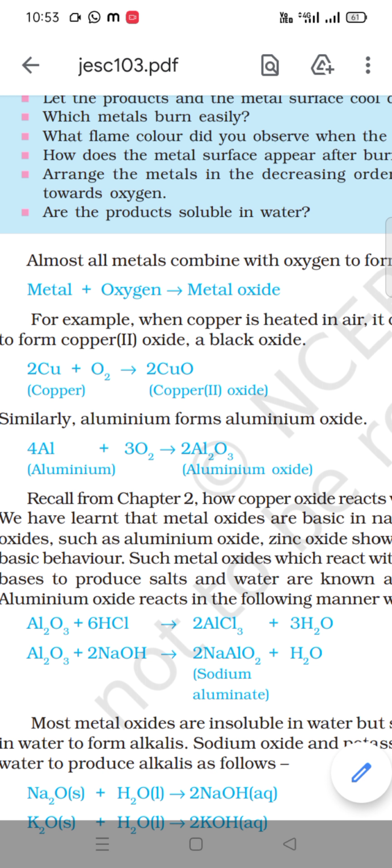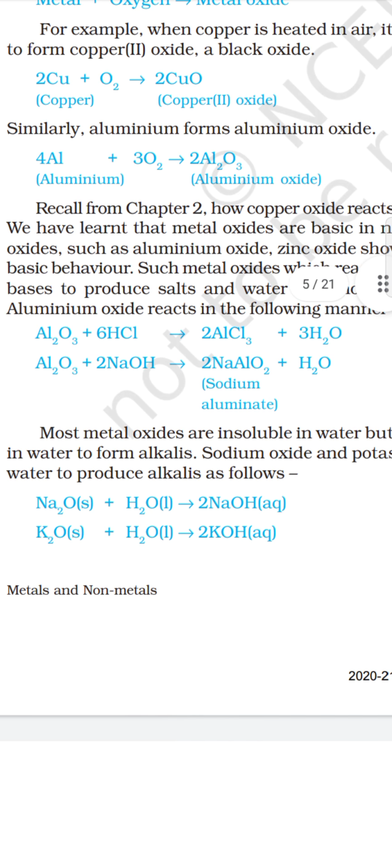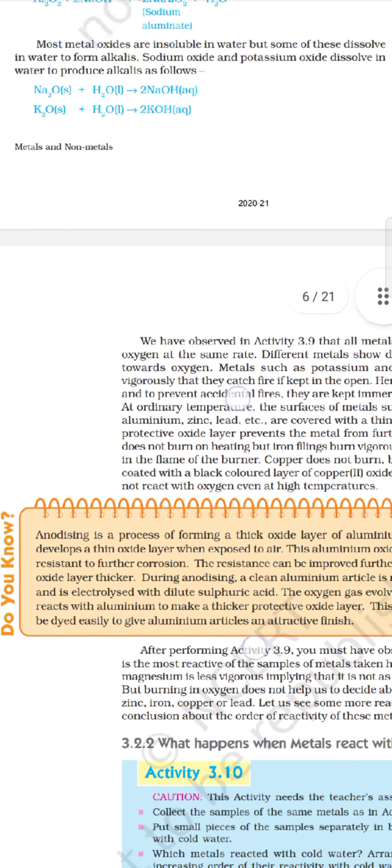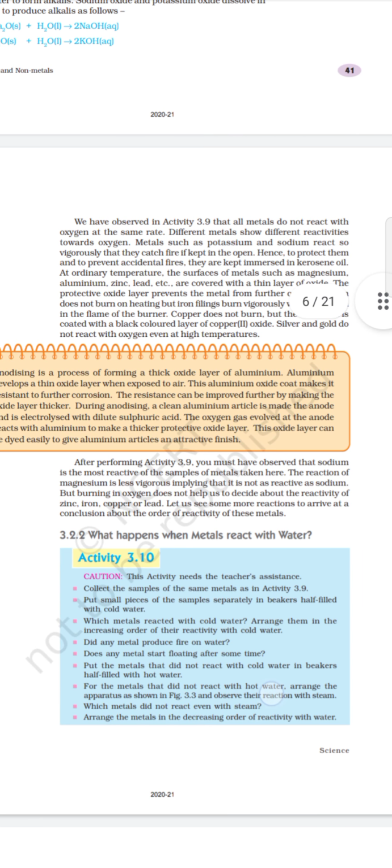Obviously, when the metal gets oxygen, it is going to form metal oxide. Some examples are given: copper plus oxygen gives copper oxide; aluminum plus oxygen gives aluminum oxide; sodium plus oxygen gives sodium oxide. So we have different reactions.